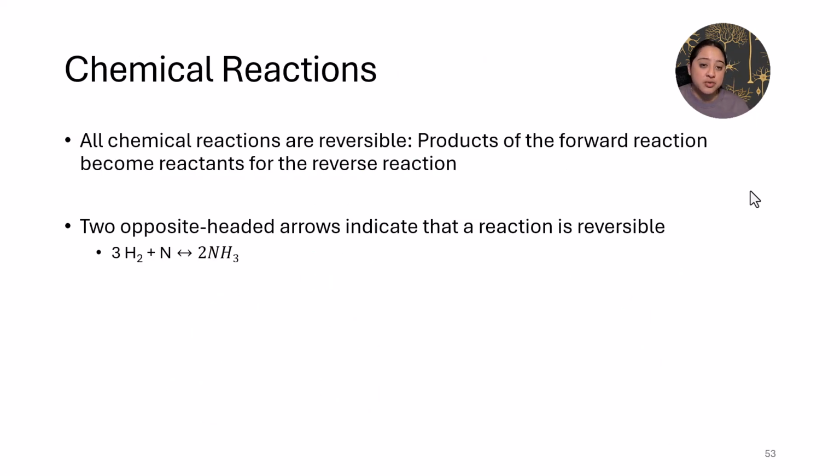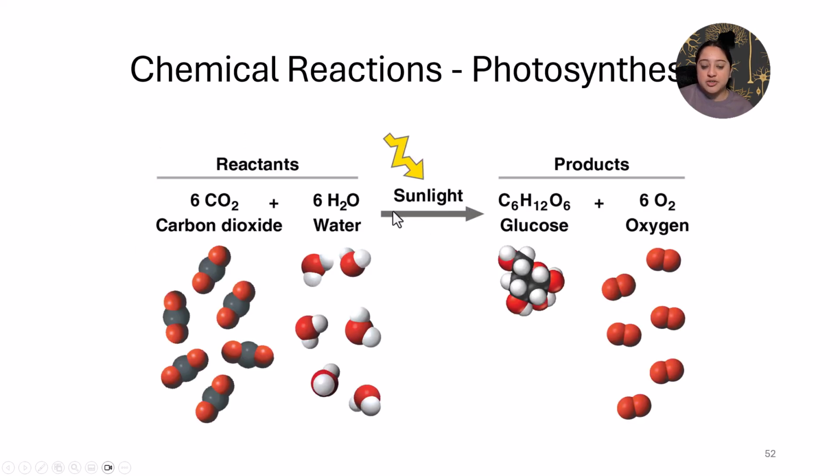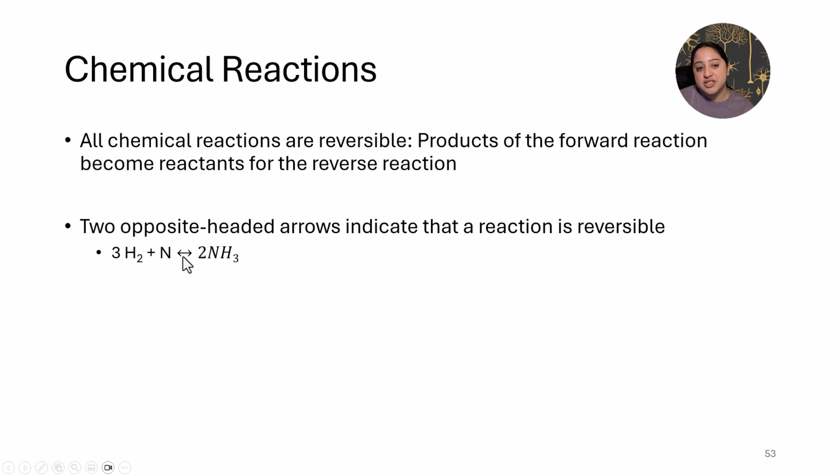And all chemical reactions are reversible. The products of that forward reaction, if you were to flip it, are now reactants for the reverse reaction. So if you see an arrow with 2 heads going in opposite ways, that's showing that this reaction is reversible. A lot of times we'll show just one arrow, but especially if you see 2 arrows, they're more easily reversible.